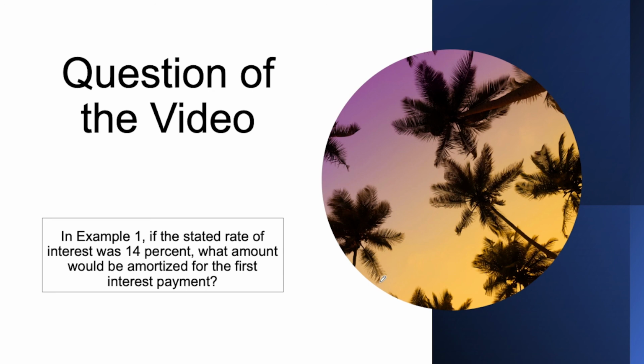So in example 1, if the stated rate of interest was 14%, what amount would be amortized for the first interest payment? Remember to leave your answers in the comment section below. I'll pin the first one that I see correct at the top.